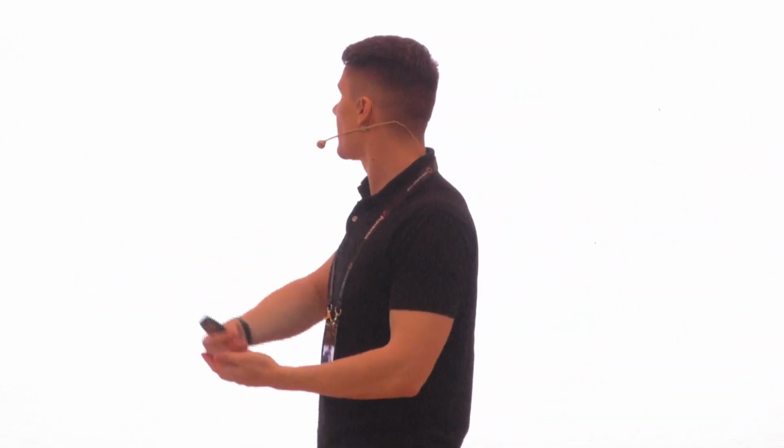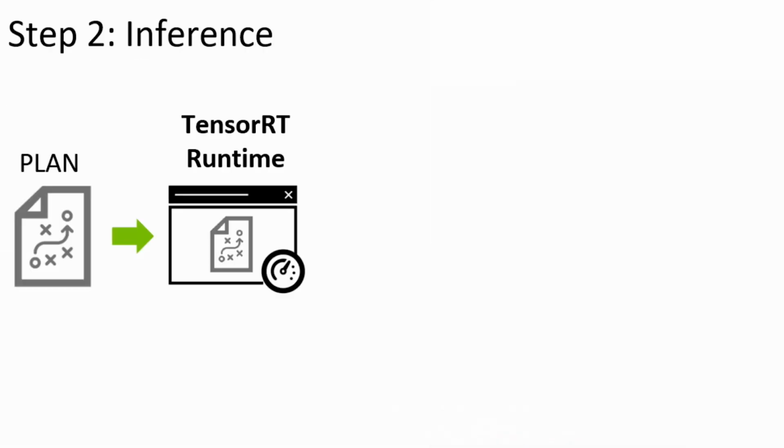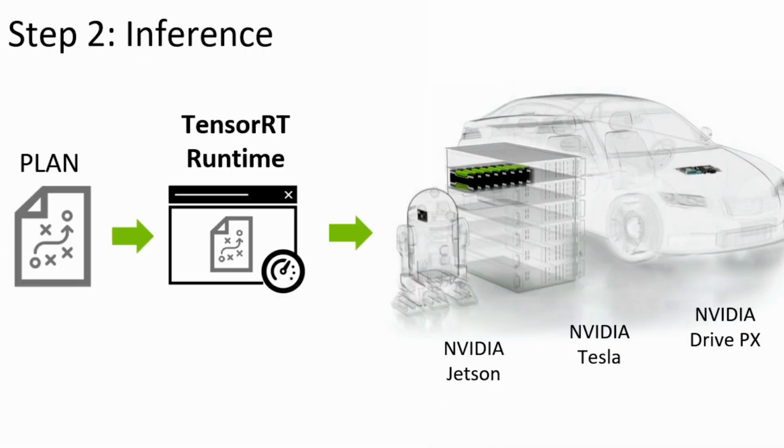And then in production, we simply load our plan and pass it to the TensorRT runtime engine and just execute inference as usual. We can do it again in some embedded device, in the cloud, or in the car. So mostly we're focusing on these three scenarios.